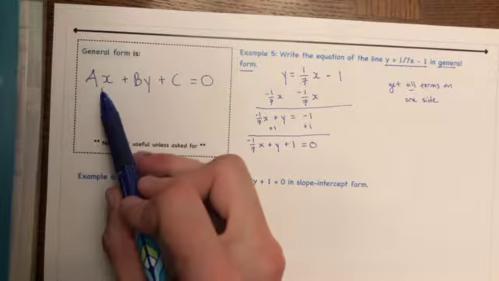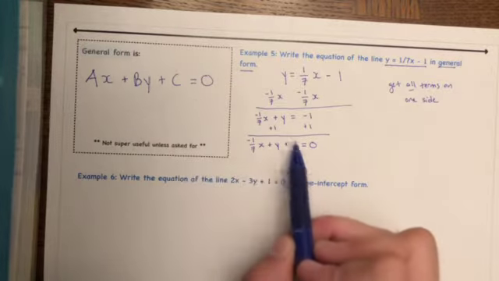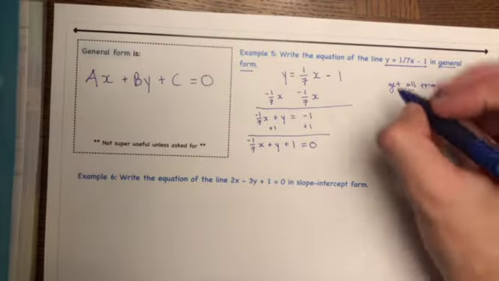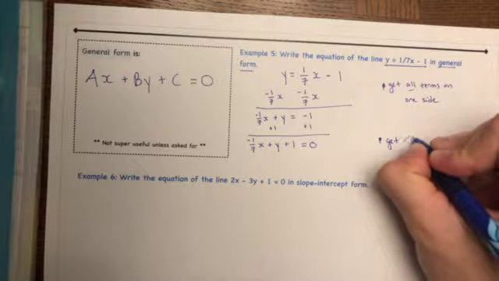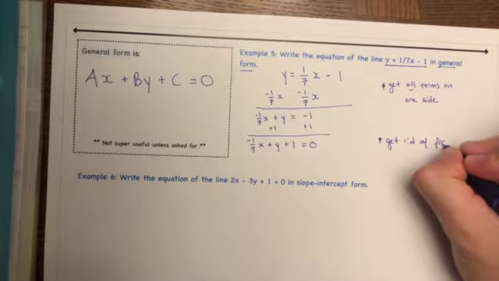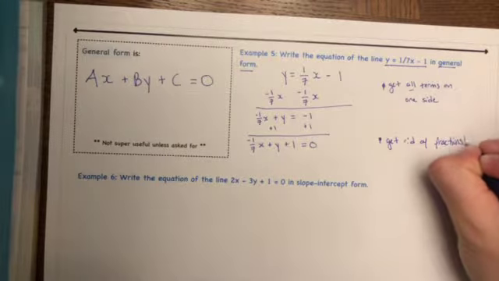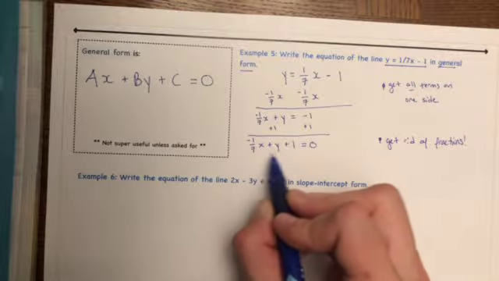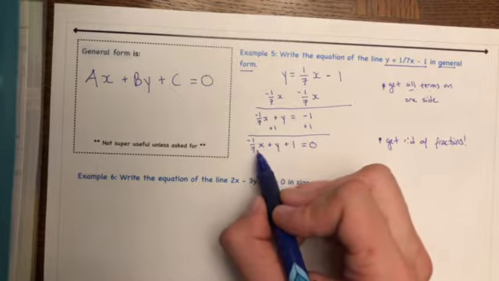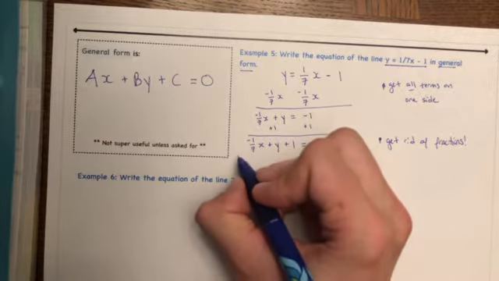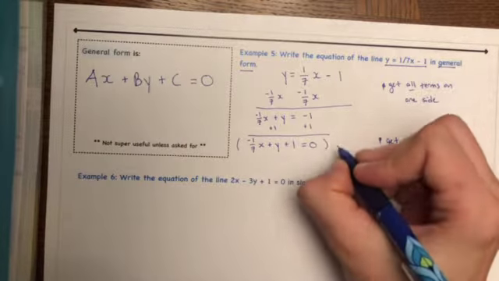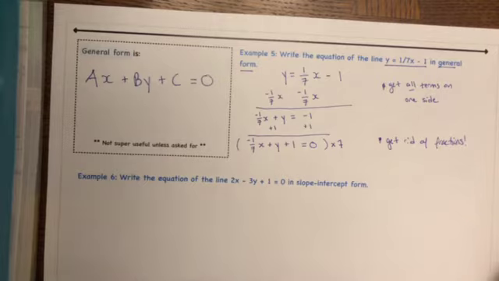So we're almost there. We've got an x and a y and a constant and a 0. But the last thing we need to do is get rid of fractions. And so to do that, I'm going to look at my denominators and decide how I'm going to most efficiently get rid of the fractions. Here, what I'm going to do is actually multiply the entire equation by 7.